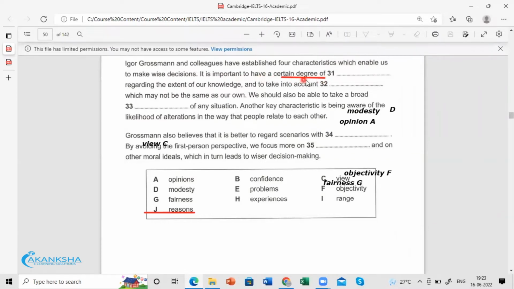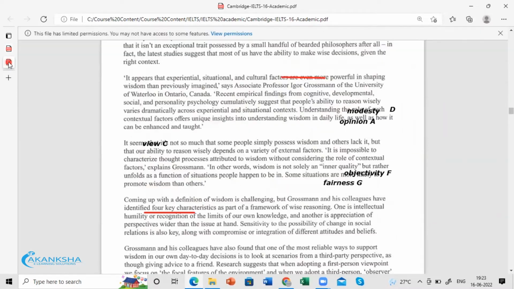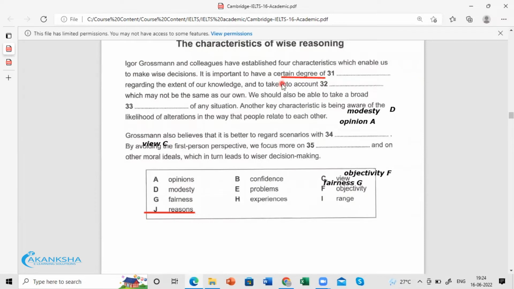It is important to have certain degree of humility. Important means something that is crucial. So one is intellectual humility or this thing. And 4 key characteristics. You see, key is the word which is a synonym of important.